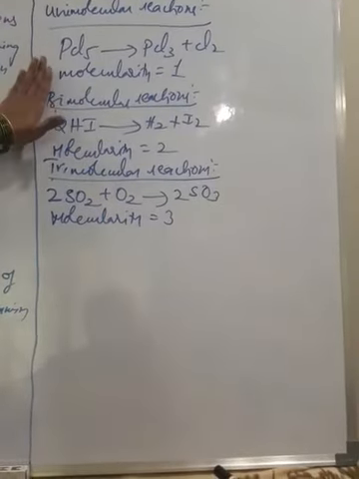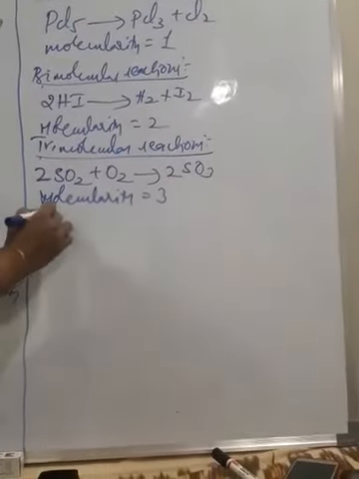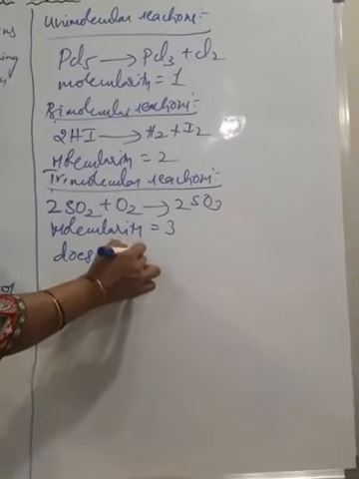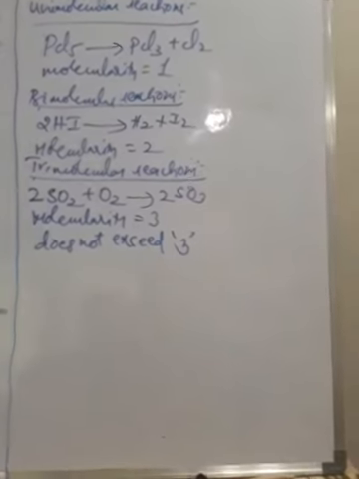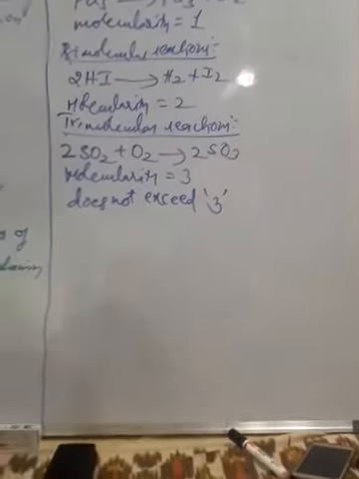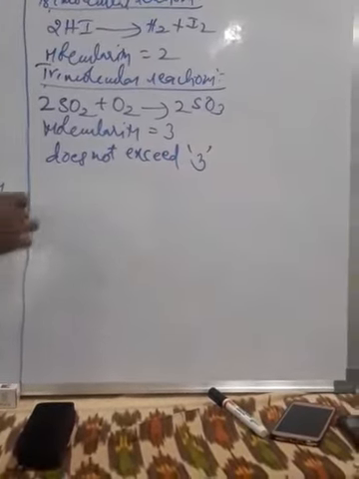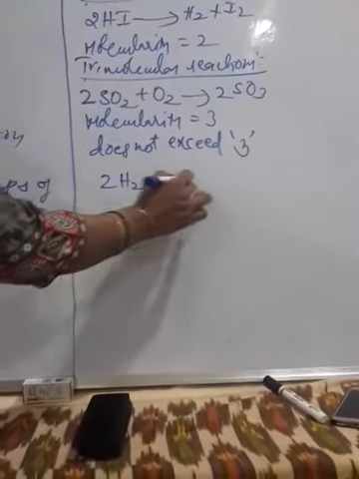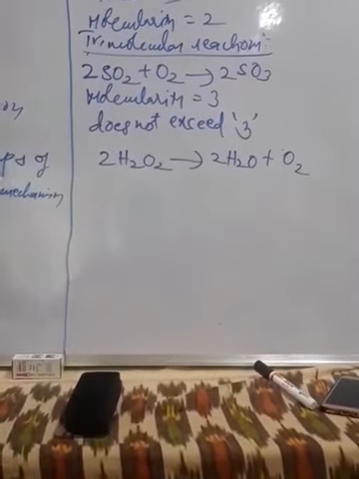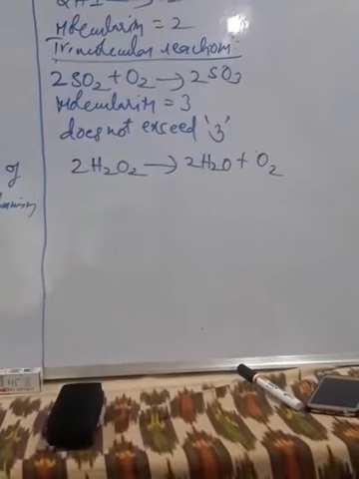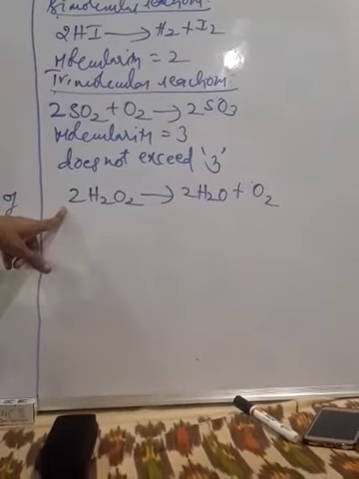So molecularity is limited up to 3 and it does not exceed 3. Its limit is up to 3. Then let us take one example. For example, decomposition of hydrogen peroxide. Hydrogen peroxide decomposes into water and oxygen. So by seeing this reaction, you can tell its molecularity is 2.